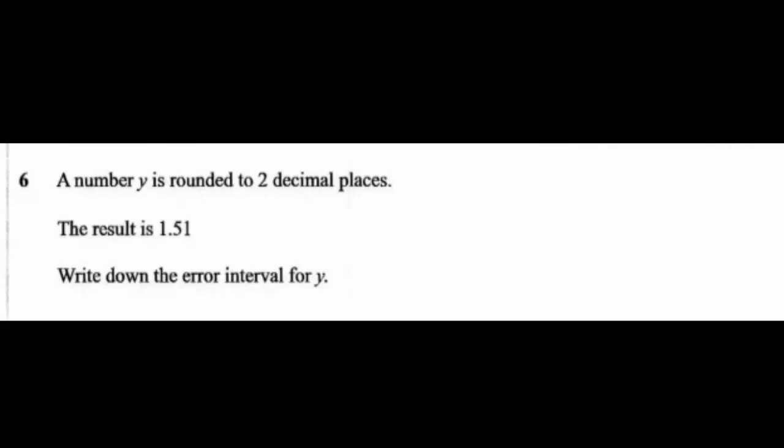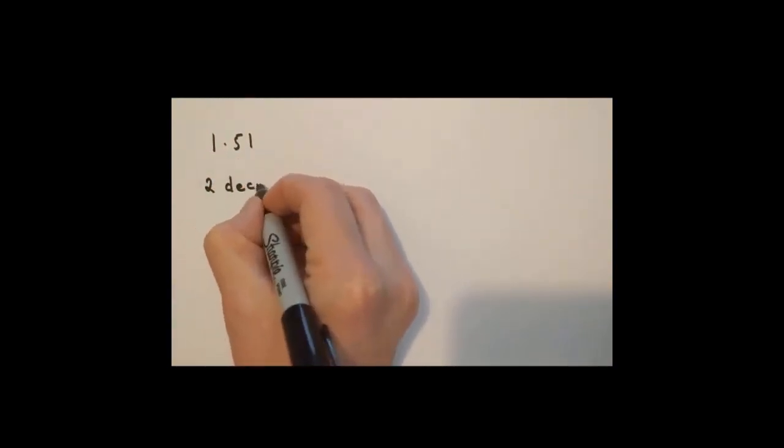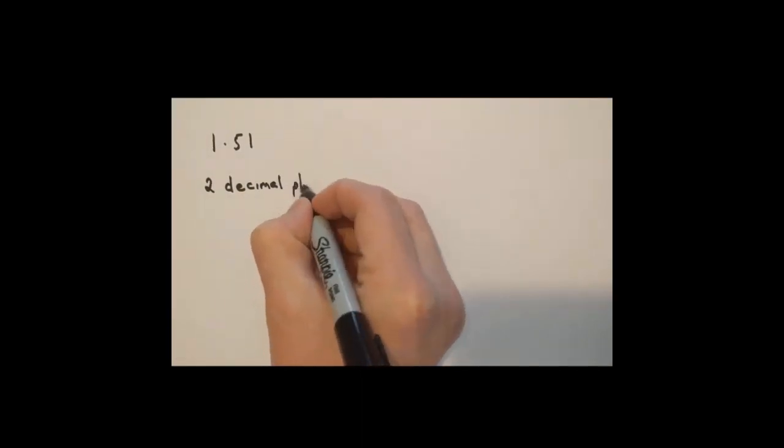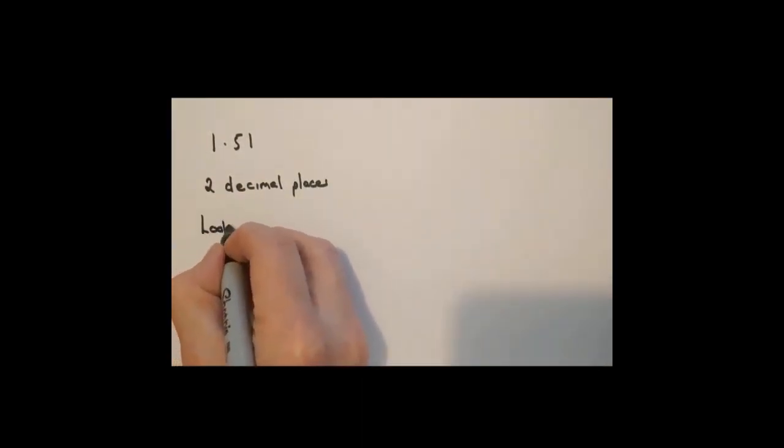Again, we can now complete the question. We first of all write out the number, which is 1.51, and we note that that has two decimal places, and so we're going to be looking at the third decimal place to ascertain the lower boundary and the upper boundary.